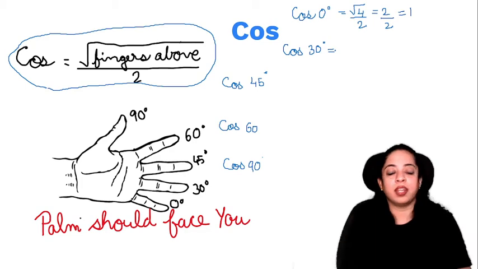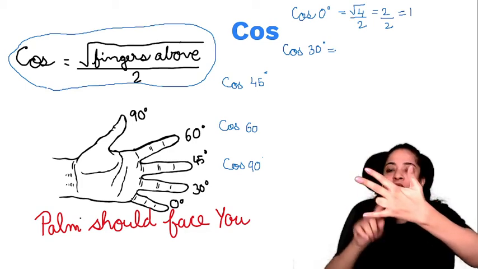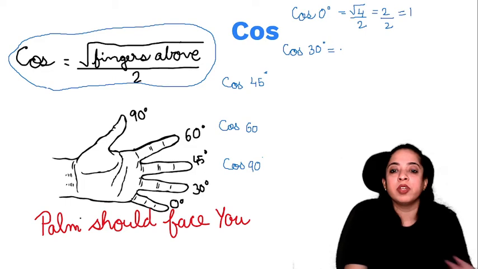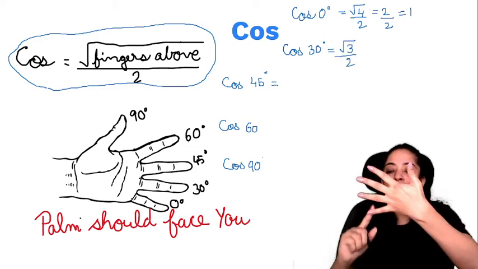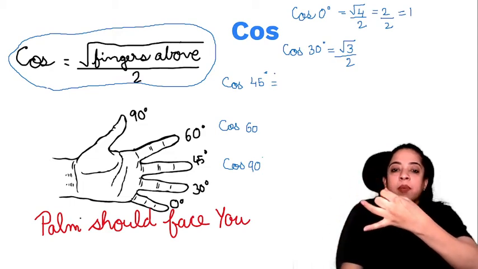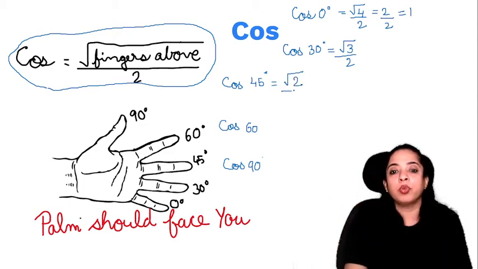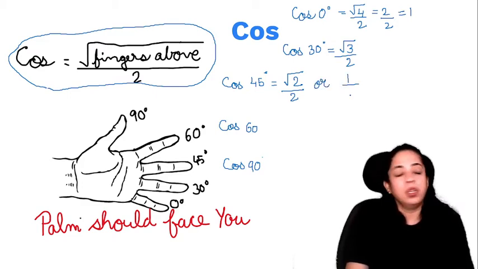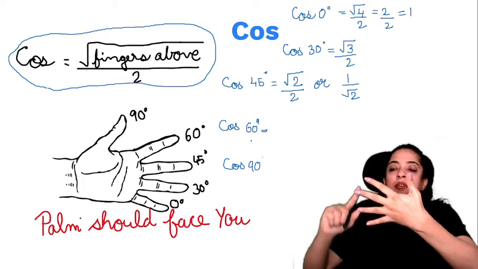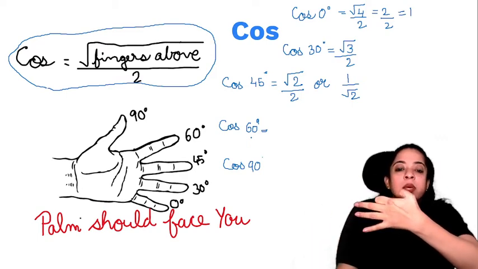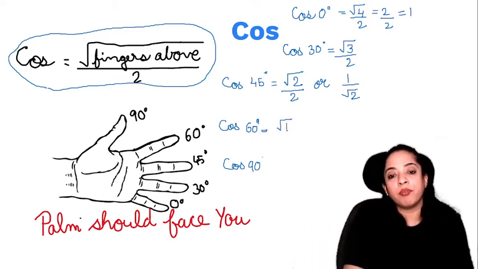Now cos 30. Whenever they ask you cos 30, just take this 0, 30. Fold this. How many fingers above? 3 fingers above. So root 3 by 2. Done. Cos 45. 0, 30, 45. Fold. How many fingers above? 2 fingers above. So square root of 2 by 2, or we just now did square root of 1 by 2. Square root of 2 by 2 can also be written as 1 by square root of 2. Now cos 60. See here 0, 30, 45, 60. Fold. How many fingers above? 1 finger. So square root of 1 by 2, which is nothing but 1 by 2.